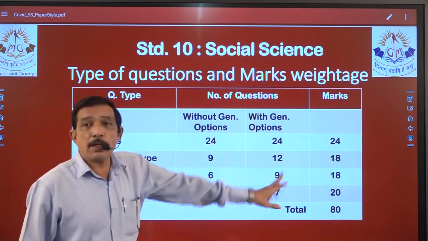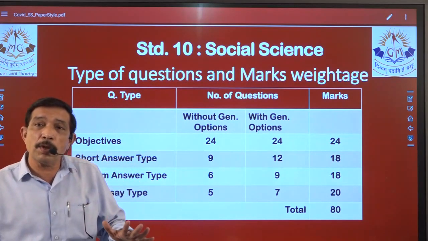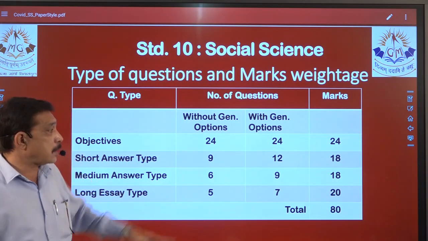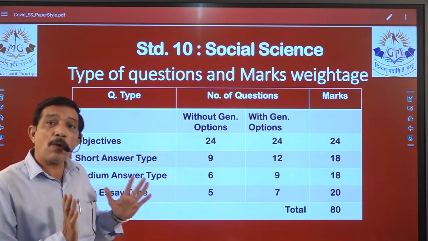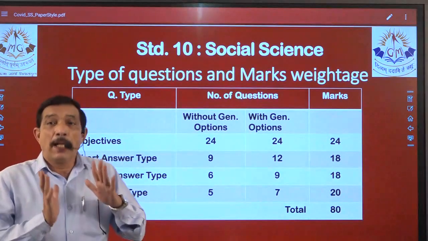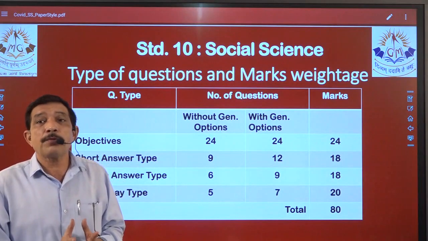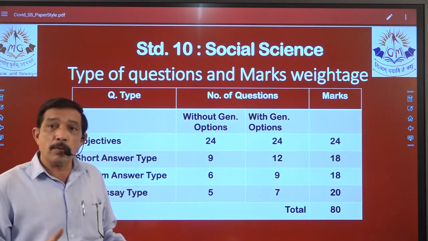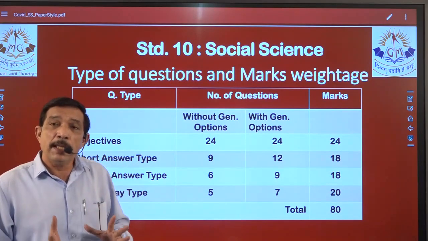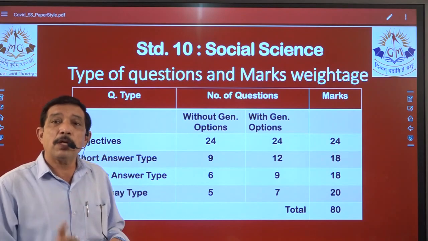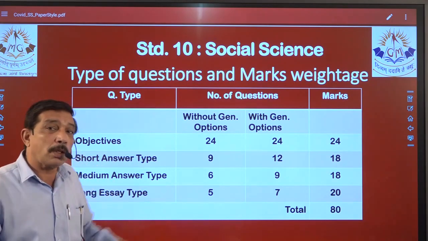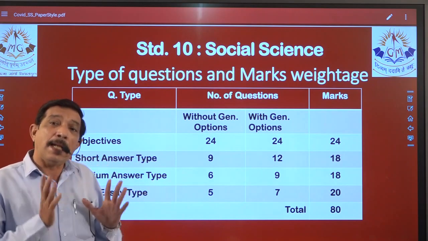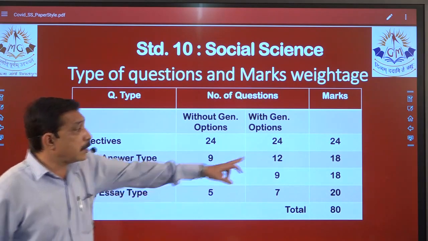Now, instead of having an option somewhere in between, that 'or' is removed, and together 12 questions will be given. That is with general options. Out of those 12, you can select any 9 and answer. Without general options, you have to compulsorily attempt 9 questions of 2 marks each, which has a total of 18. There is no need to write all 12 questions. Three extra questions are given so that you have a broader choice and can write 9 out of 12. That is the meaning of this.